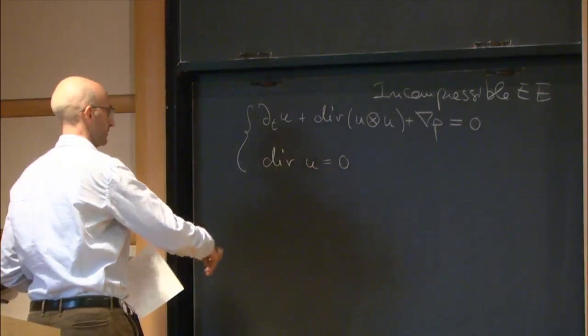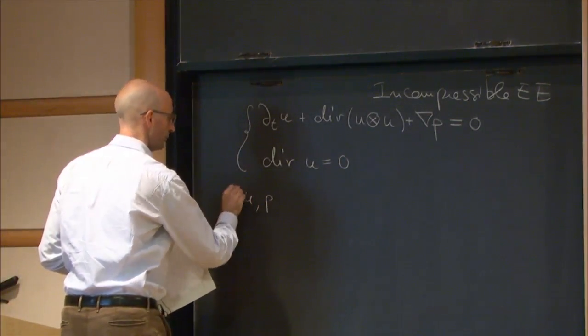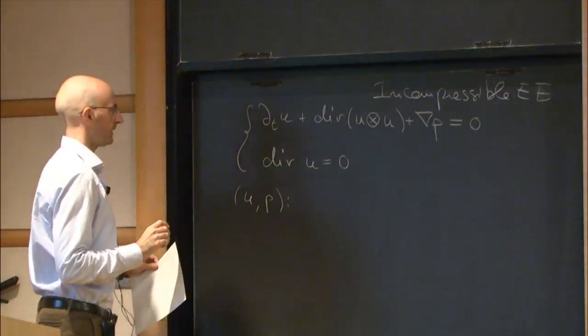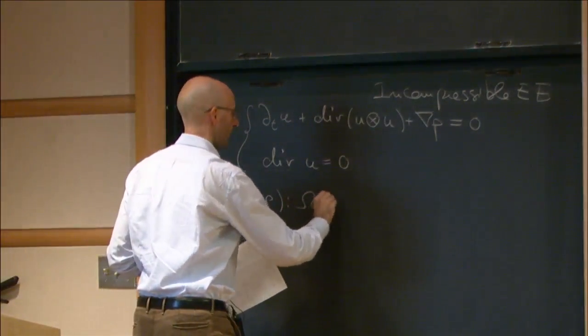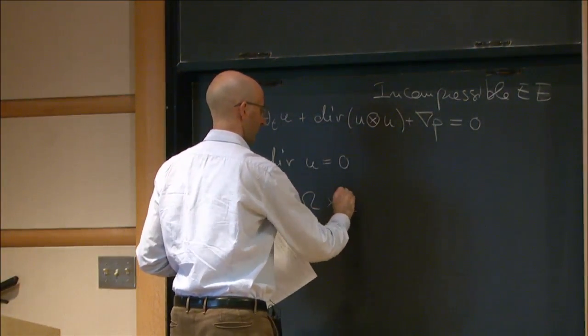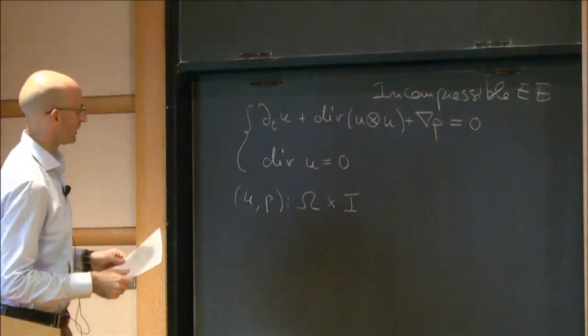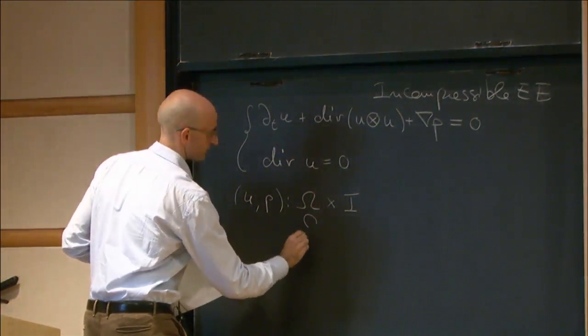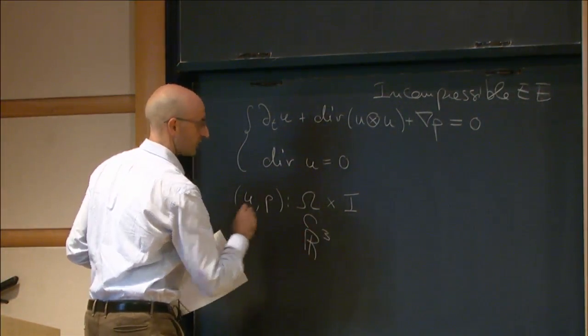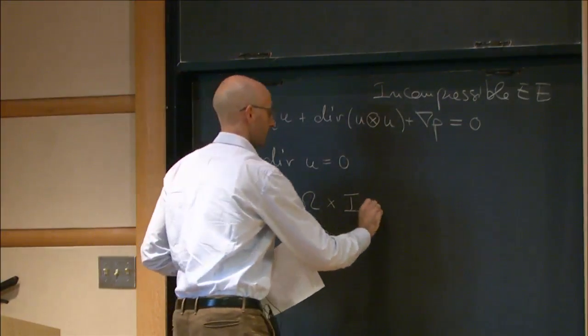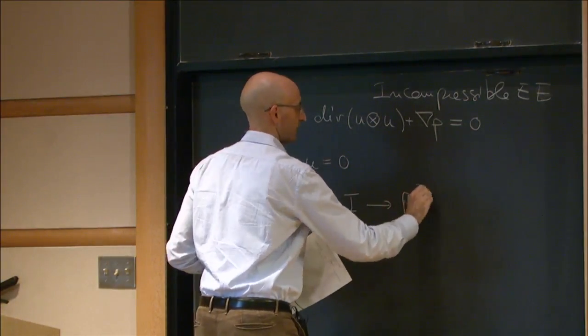Okay, so p is a scalar. So u and p is therefore a pair which is going from some domain omega times I, where I is an interval of time and omega is a subset of, say, the three-dimensional space, for instance, or it could be the two-dimensional space, and this is going to R^3 times R.